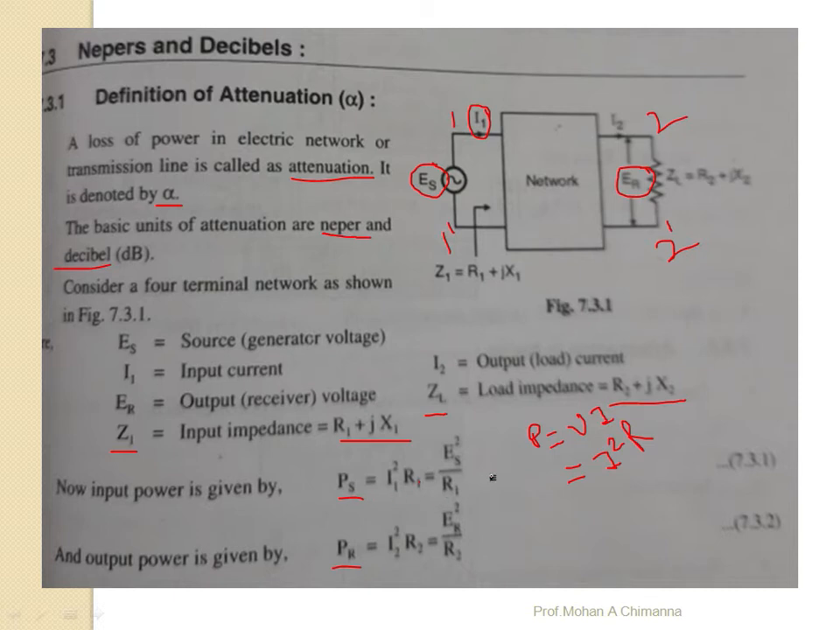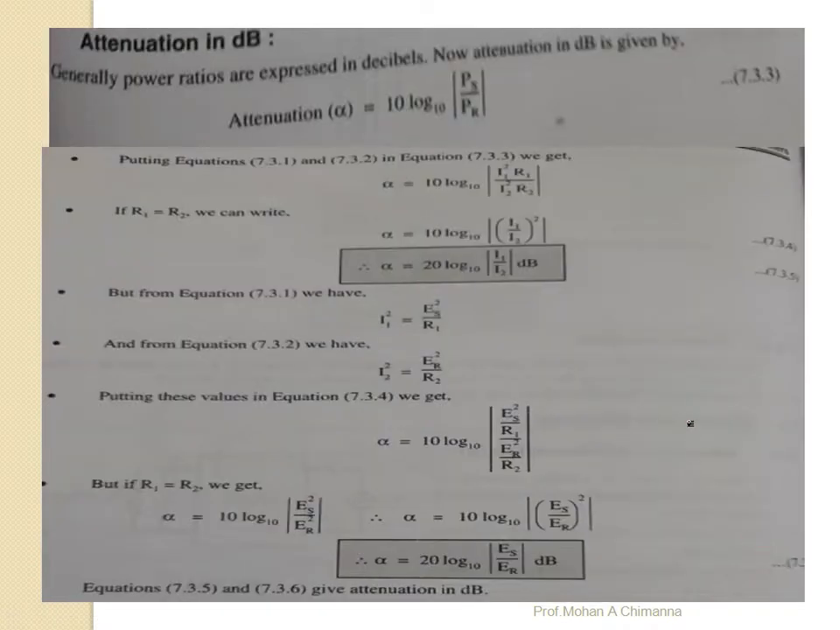From equation 1 and equation 2, the attenuation is generally represented in decibel form. Generally, power ratios are used, so in the case of the power ratio, there is a ratio of the input power to the output power, where PS stands for the input power and this is represented by the output power.